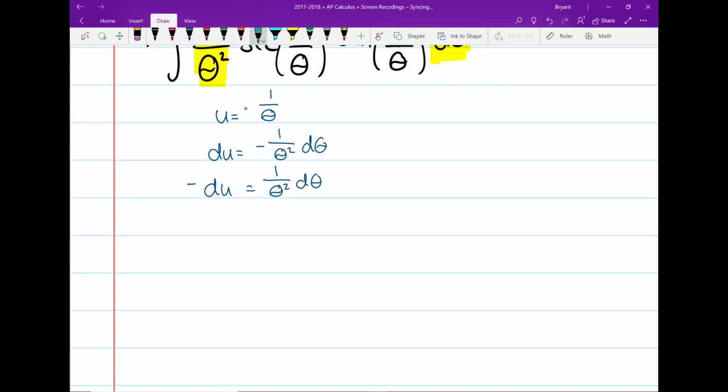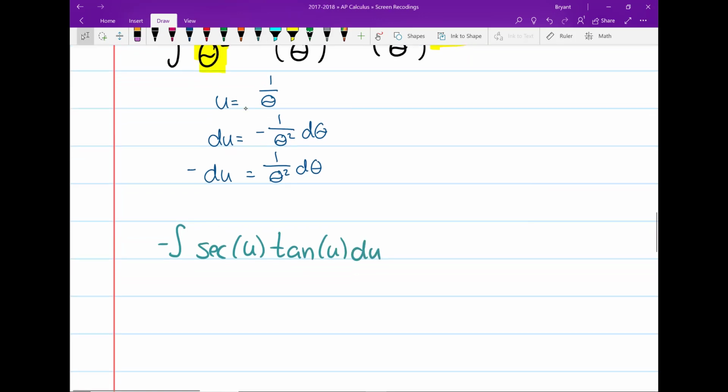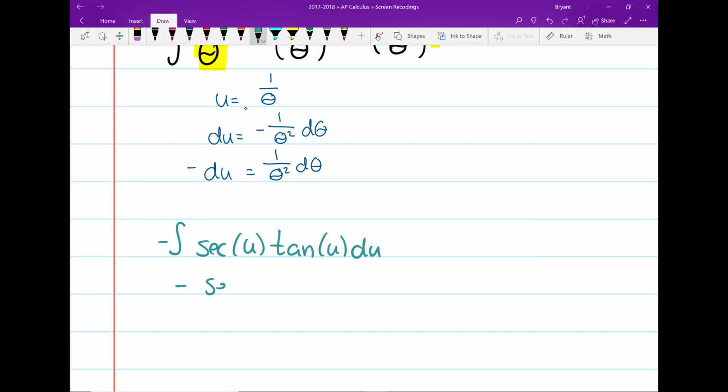And I'm going to rewrite this as the integral of negative secant of u tangent of u du. And the integral of secant tangent is just secant. And then we put back the u. And that's it.